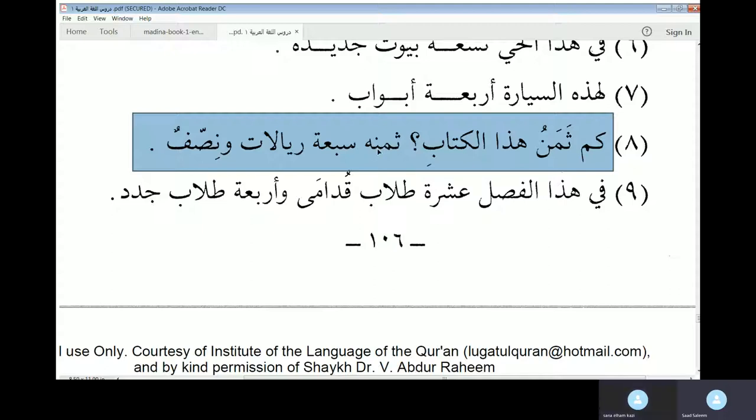Samanuhu. Okay. Samanuhu sab'atu riyalatin wa nisfun. Nisfun. Okay. Samanuhu, its price, sab'atu riyalatin, 7 riyals.